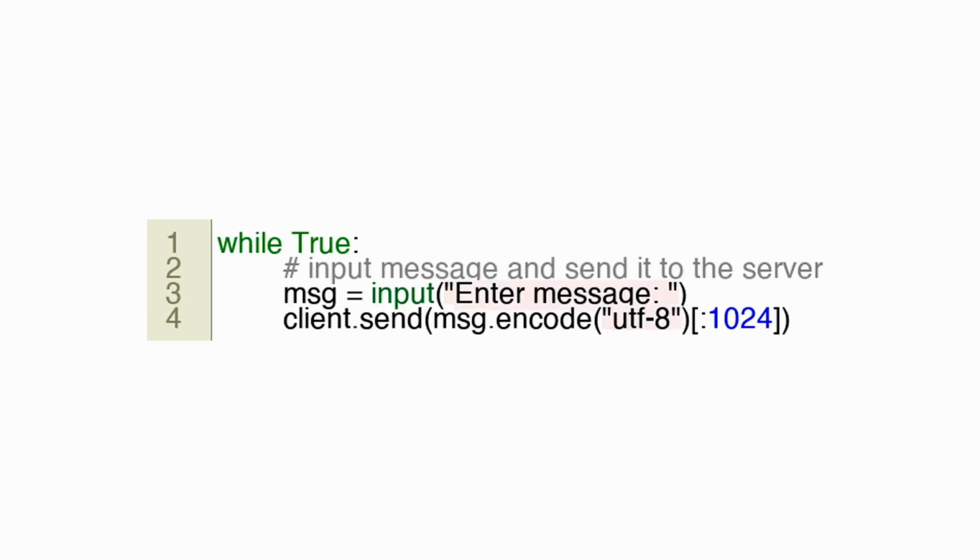Once a connection has been established, we initiate a continuous communication loop to transmit several messages to the server. Input is received from the user using the input function in Python, which is then converted to bytes and limited to a maximum of 1024 bytes. The message is then sent to the server using the client.send function.